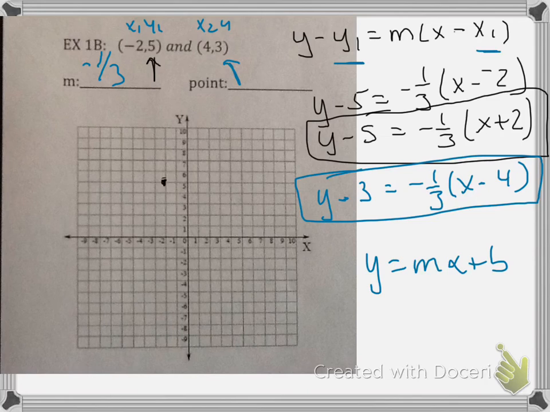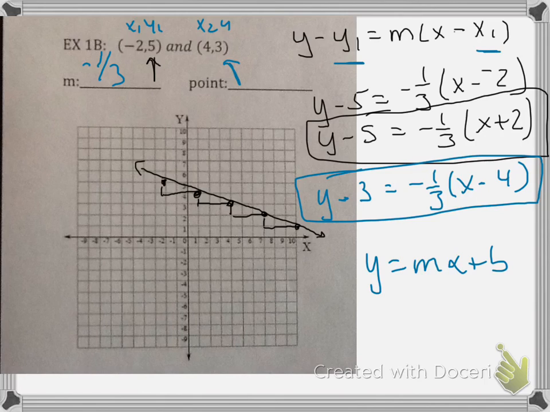Alright, and then my slope is negative 1 over 3, that means I go down 1, over 3, 1, 2, 3, so I'll put another point. Down 1, over 3, put another point. Down 1, over 3, put another point. Okay, so this is our line, and I'm going to try to draw it perfect. That's pretty close, isn't it? Alright, so there it is.